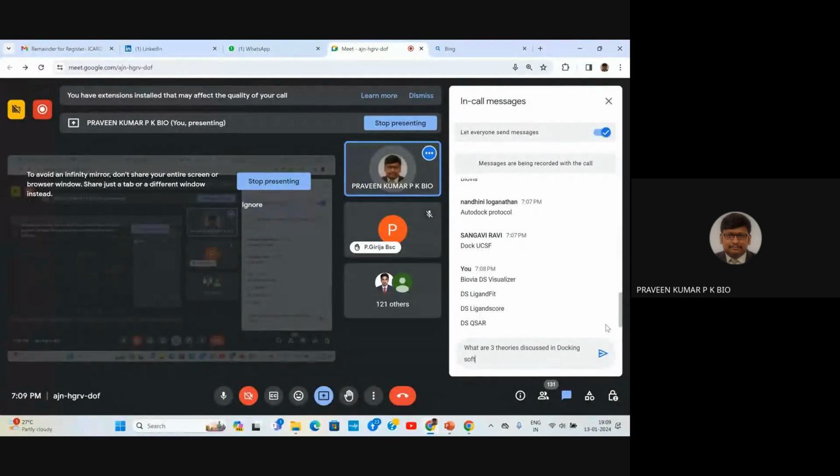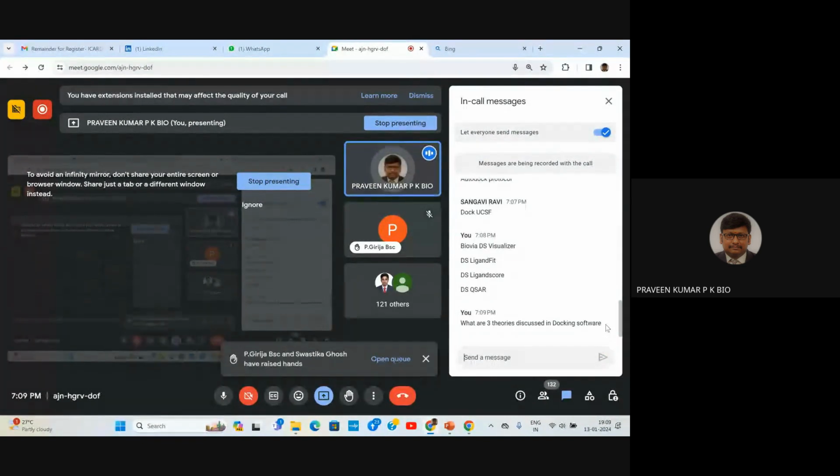If you can answer, you can unmute and answer, or you can type the answer in the chat box. What are the three theories?